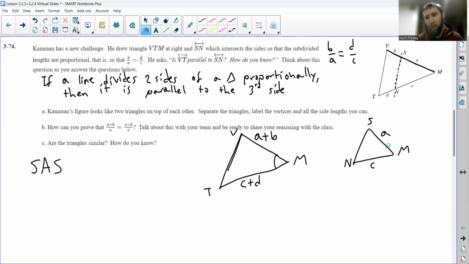So I want to talk first about angle M. Now, notice I said angle M just once because this angle M here, isn't it exactly the same angle M as this one?